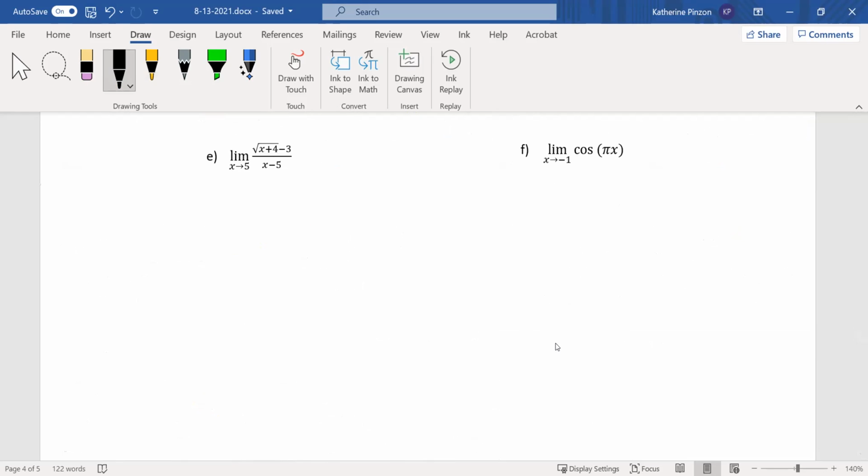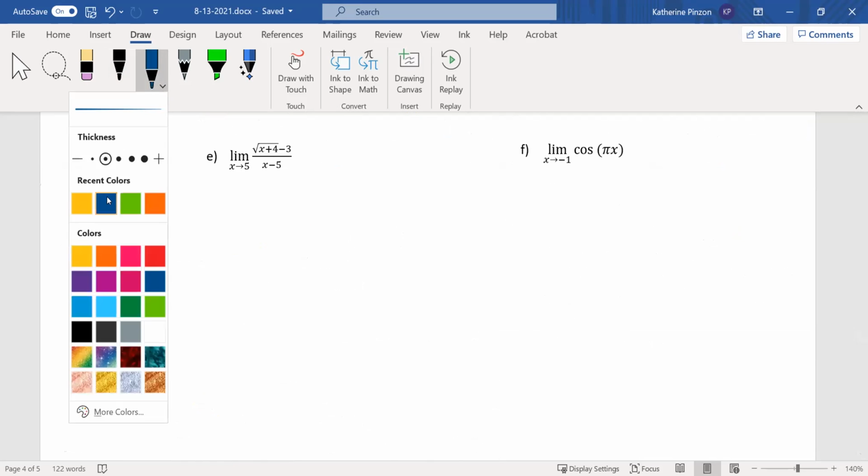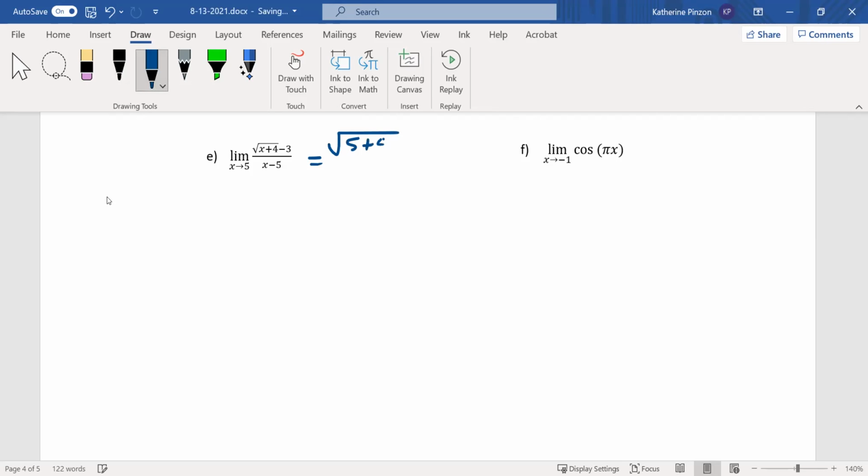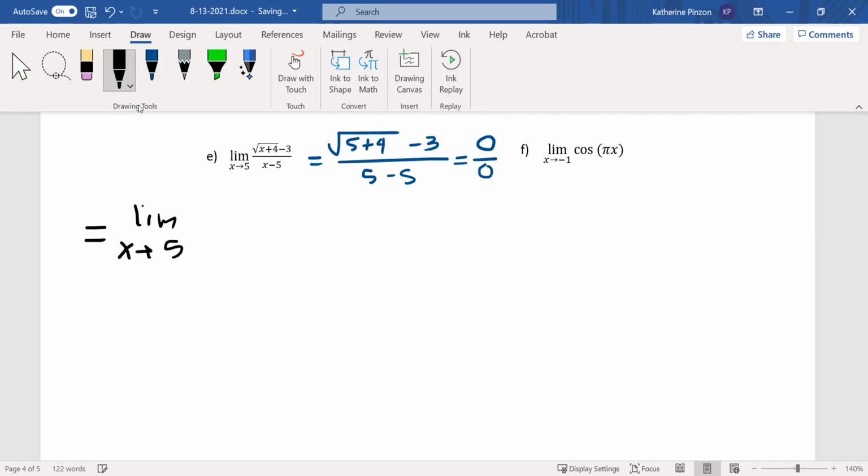Okay, this guy says limit as x goes to 5 of square root of x plus 4 minus 3, over x minus 5. What am I going to try first? Plug it in. Square root of 5 plus 4 minus 3 over 5 minus 5. Well, that 0 in the denominator often says to me, darn. 5 plus 4 makes 9. Square root of 9 is 3. 3 minus 3 makes 0. Dang. Okay, I'm going to try to do something, and in this case, I'm going to do the rationalize.